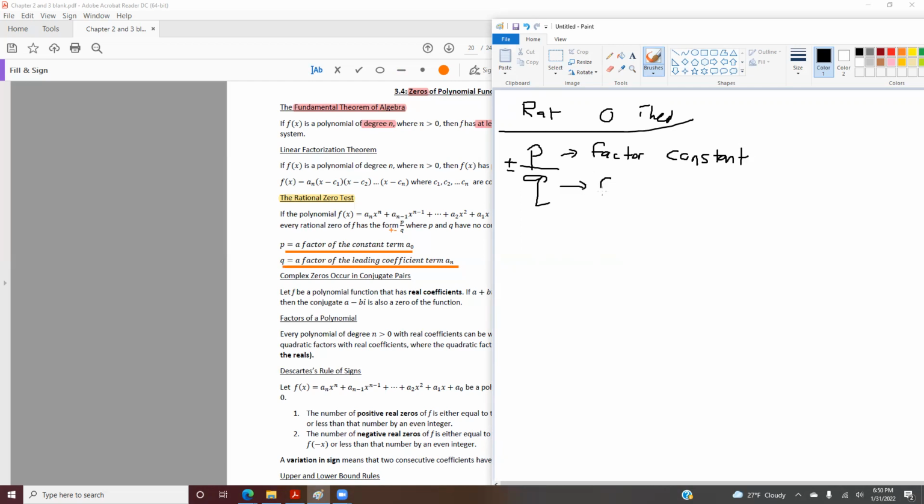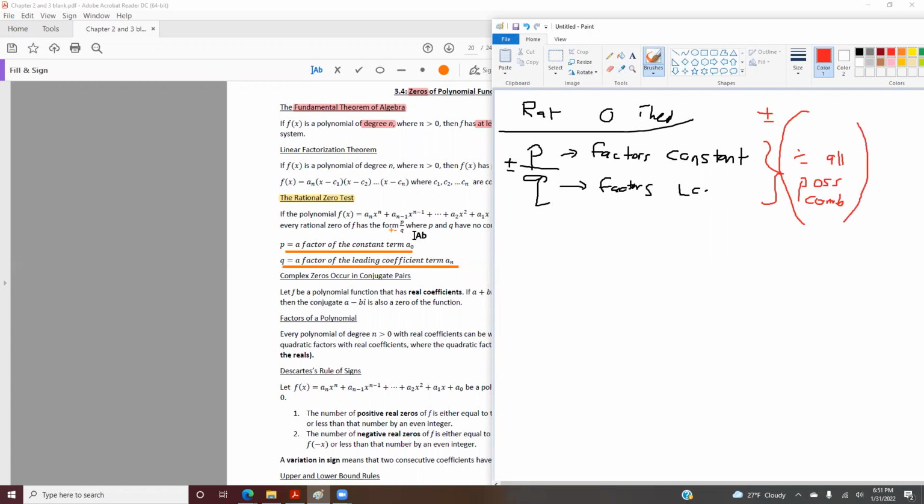And Q, in this case, is the factors, I'm going to put plurals because it can be more than one, of the leading coefficient. Okay, and when you divide this, you have to give me all the possible combinations. And then, don't forget the plus and minuses on every single combination. Okay.